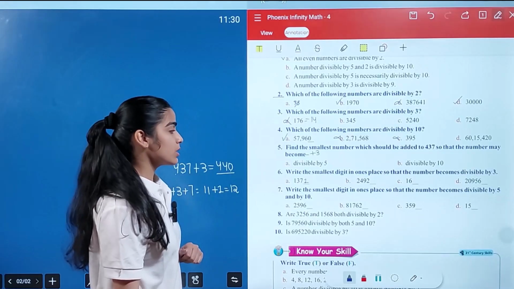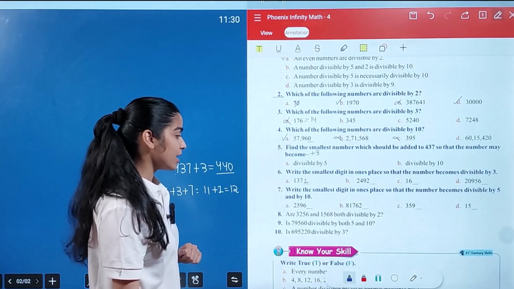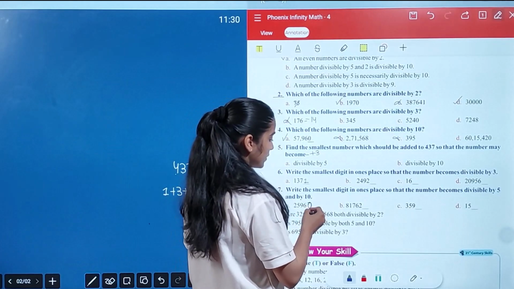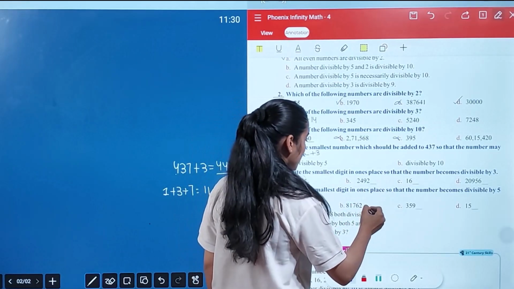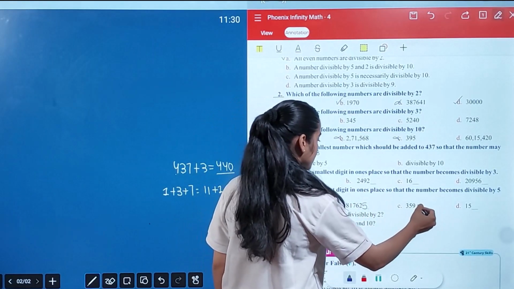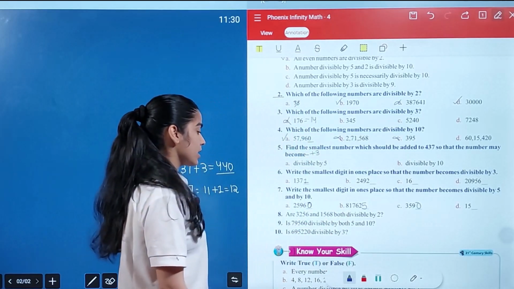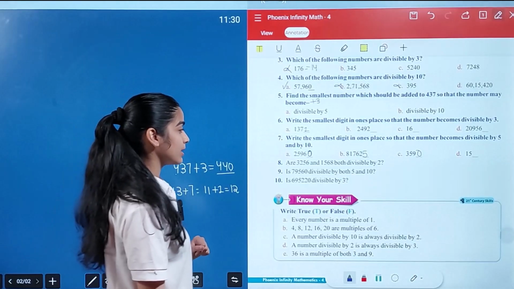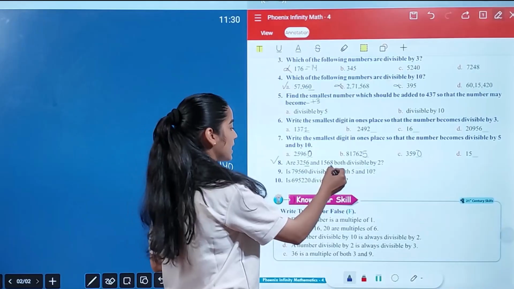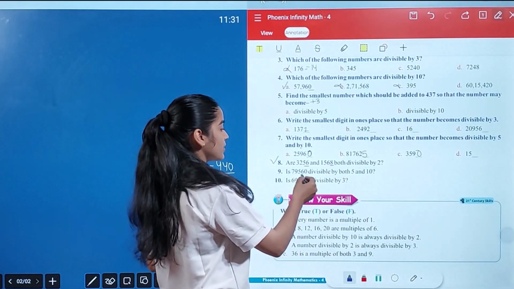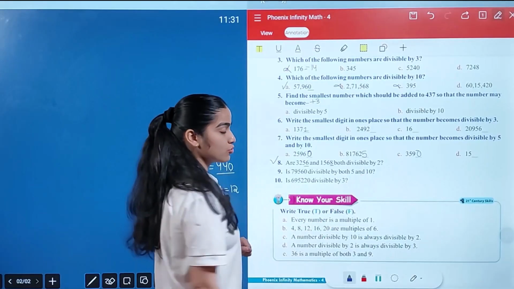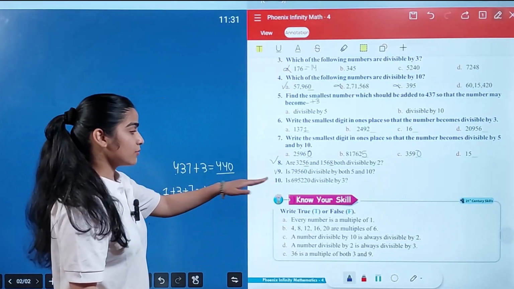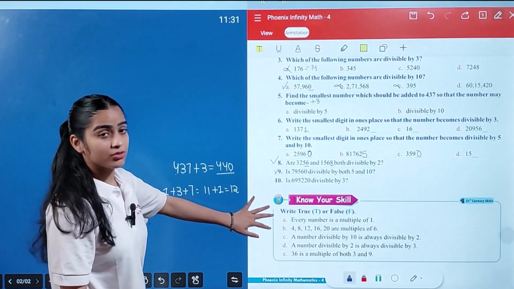Write the smallest digit in ones place so that the number becomes divisible by 5 and 10. 5, 0 we can write here. By the divisibility test of 5 and 10, we can write here 5, we can write here 0. So in the same way you can do this. Now are 3256 and 1568 both divisible by 6? Yes, because the last digits are 6 and 8. Is 79,560 divisible by both 5 and 10? You have to check it. Otherwise, according to the divisibility test, yes, it can be. So you have to tell me for question number 10, is it divisible by 3 or not?